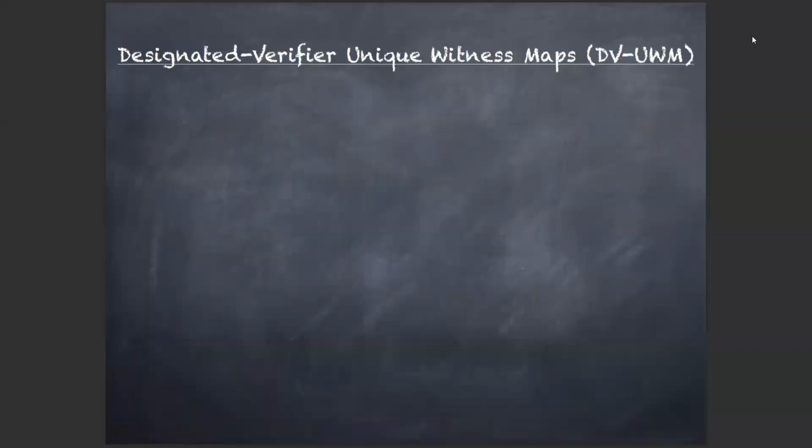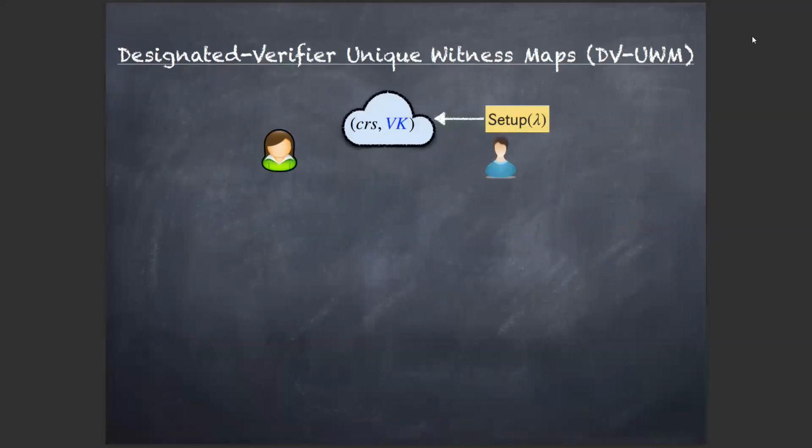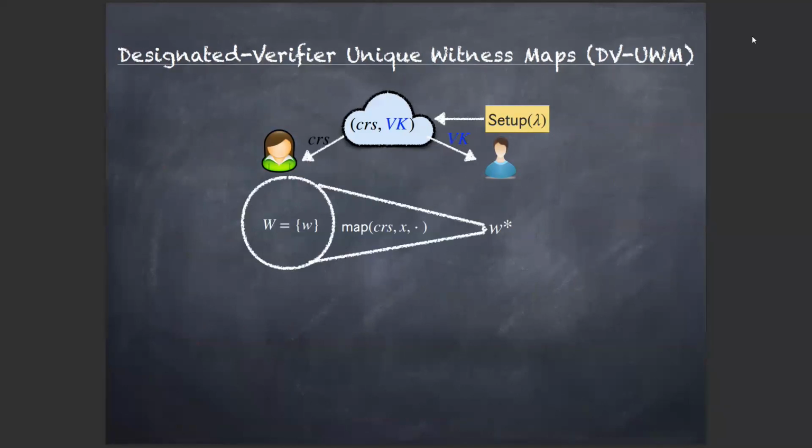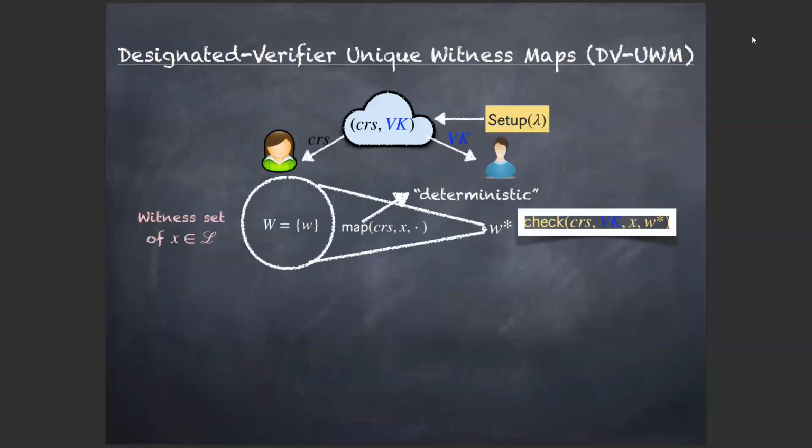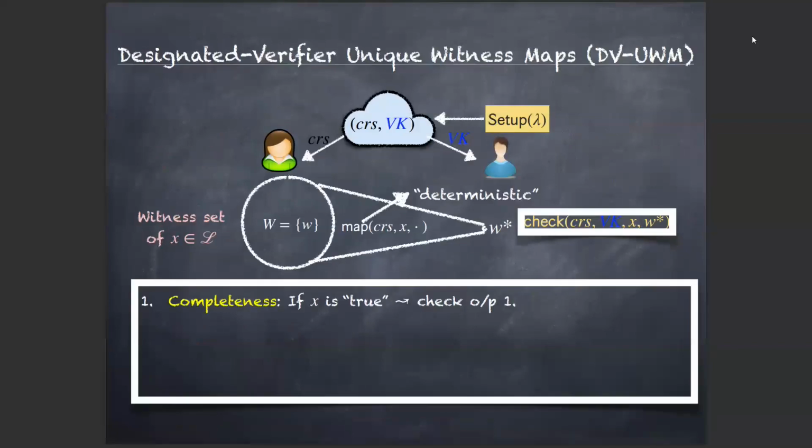Okay. And I also define another variant, which will be useful. This is nothing but the designated verifier variant of UWMs, where there is a setup which generates a CRS and a secret verifier key. And while verifying the proof, you need the secret key. Otherwise all the components are the same as a UWM. And of course, you can generalize it to a compact witness map as well.